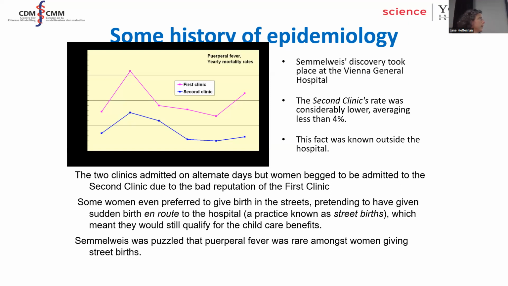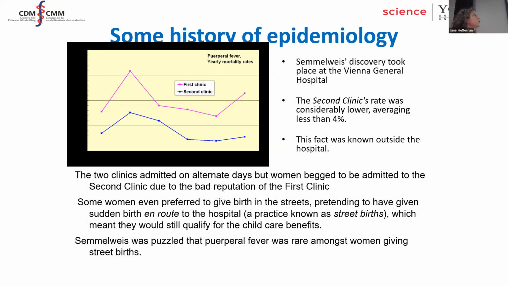So that was disturbing to Semmelweis as well as the community, because at the time, it was believed that doctors were smarter than midwives and men were smarter than women. And so how is this going to happen where we have a clinic run by men that has a worse outcome than a clinic run by women?